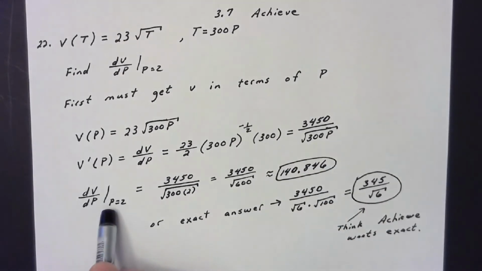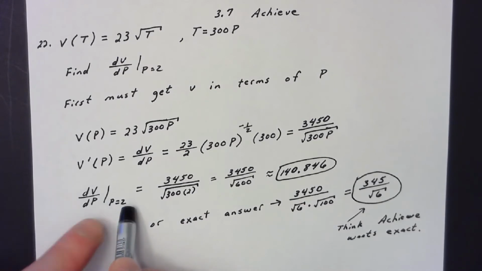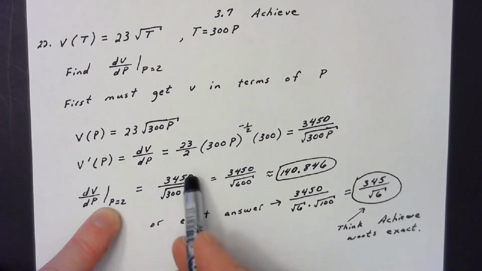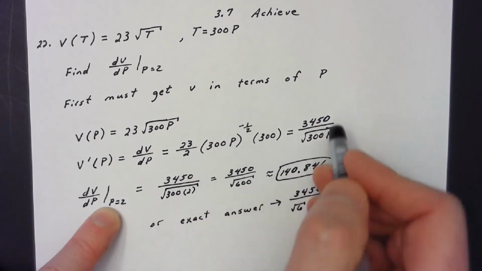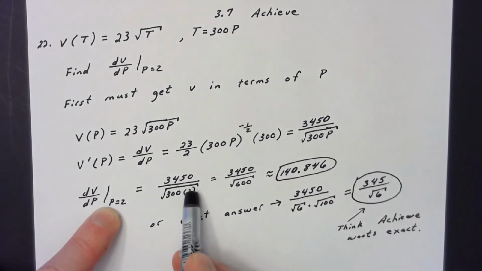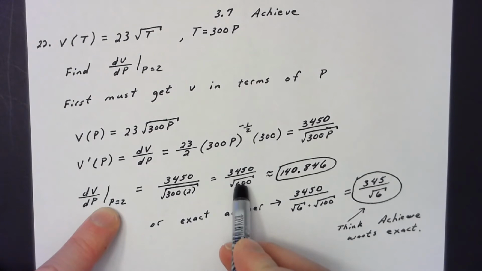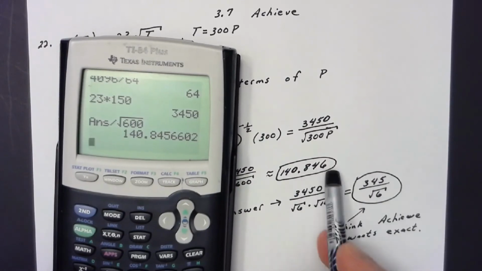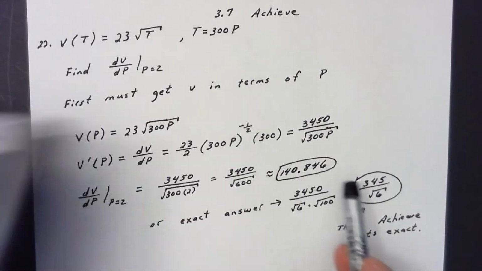The goal of this problem was just to evaluate that derivative such that p is equal to 2. So I go into my problem and say dV/dP such that p is equal to 2. I'll plug that in here and I'll get 3,450 divided by the square root of 300 times 2. So I get the square root of 600. Now I just entered that into my calculator, and I got 140.846 when I did that.